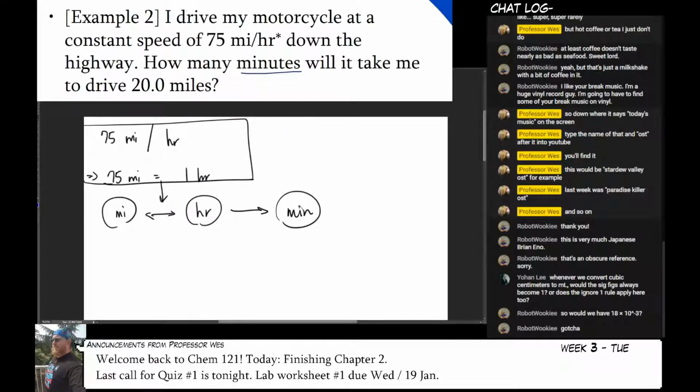Okay. So, how many miles did I drive? I drove 20 miles. And so I'm going to set up the units so that they cancel. Cancel all my miles. Now I'm left with hours.